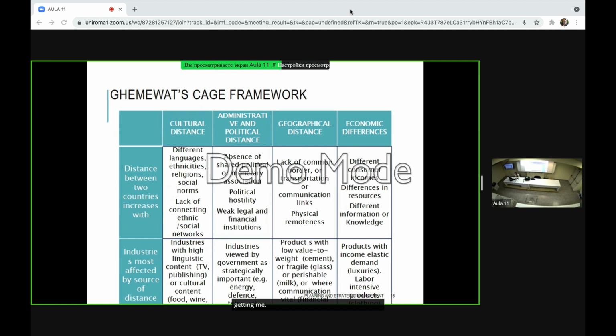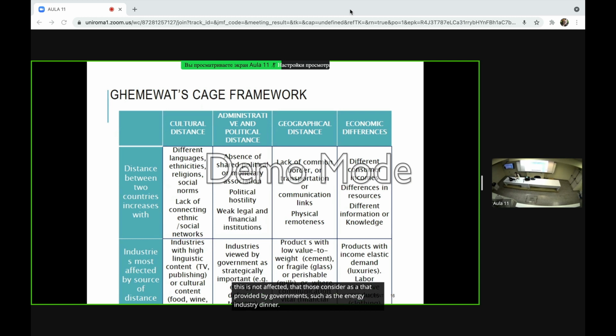The administrative and political distance is related to regulatory aspects, and the industries most affected are those considered strategic by governments, such as the energy industry.